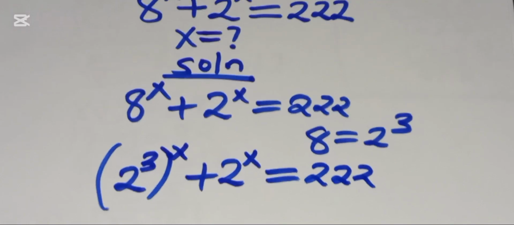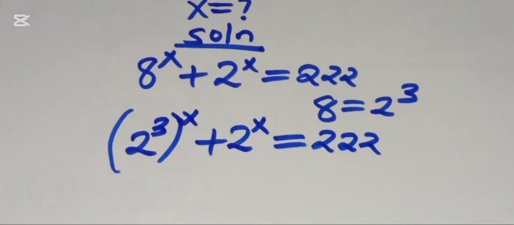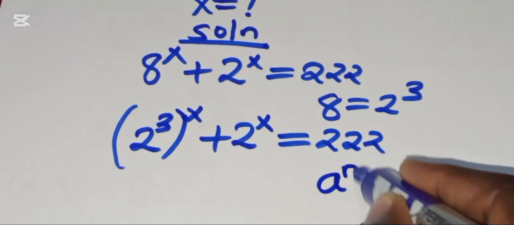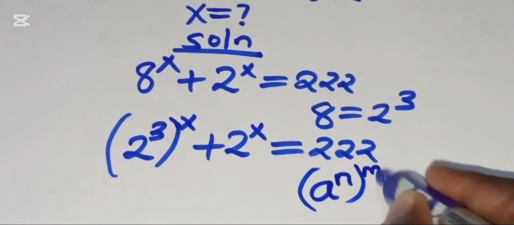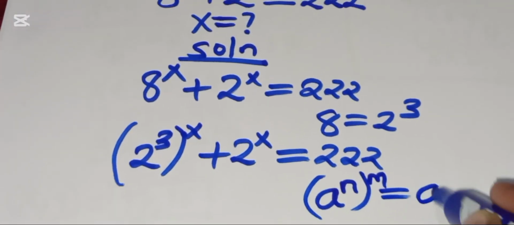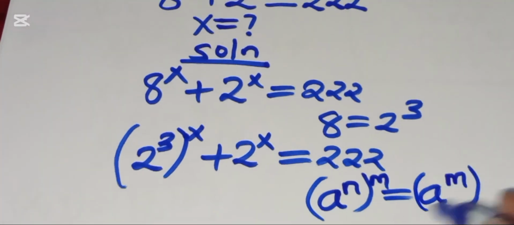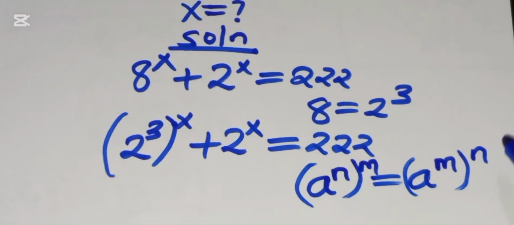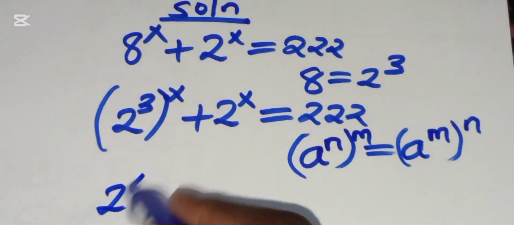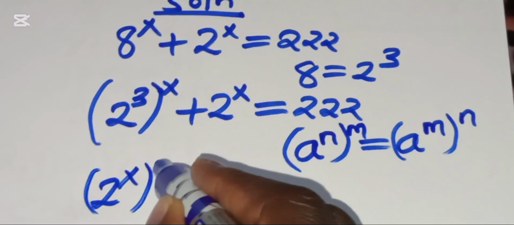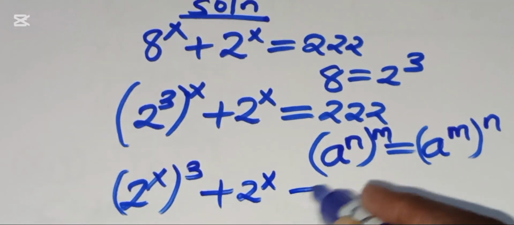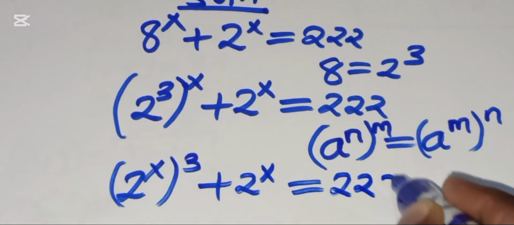From what we have here, we can apply the index identity so that if you have a raised to power n raised to power m, this can be expressed as a raised to power m raised to power n. Okay, so let's apply this identity so that we're going to have 2 raised to power x, raised to power 3, plus 2 raised to power x. This is equal to 222.